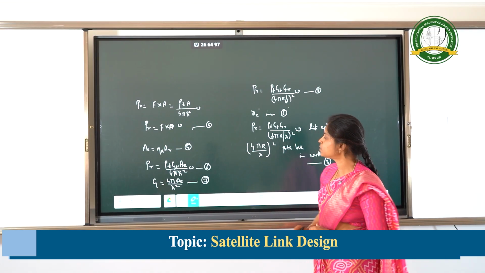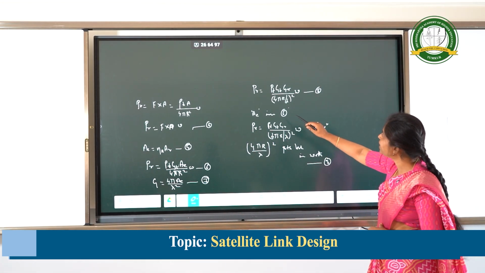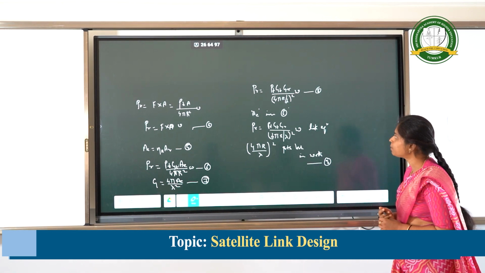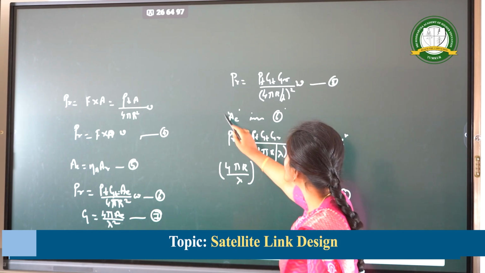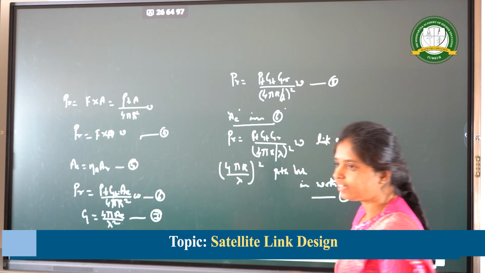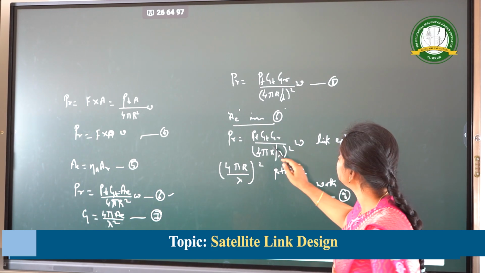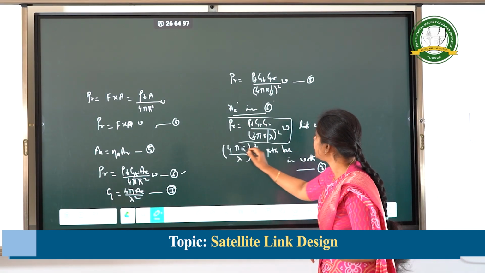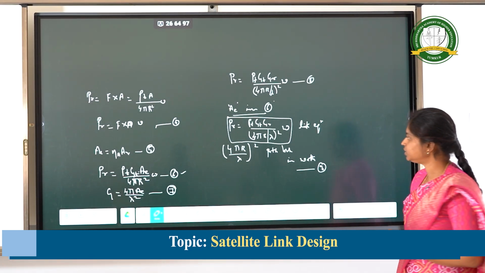Now we will consider the gain. The gain of the antenna is given by 4 pi AE divided by lambda square. Similarly, PR will become PTGT into GR divided by (4 pi r by lambda) whole square, represented in watts. Now we substitute AE, the effective aperture, in equation 6. Then power received will be equal to PTGT GR divided by (4 pi r by lambda) whole square. This we call the satellite link equation.